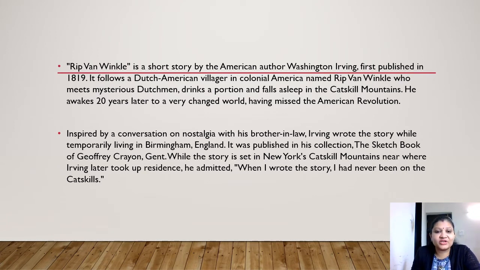Inspired by a conversation on nostalgia with his brother-in-law, Irving wrote the story while temporarily living in Birmingham, England. It was published in his collection, The Sketch Book of Geoffrey Crayon, Gent. While the story is set in New York's Catskill Mountains, near where Irving later took up residence, he admitted, "When I wrote the story, I had never been on the Catskill."